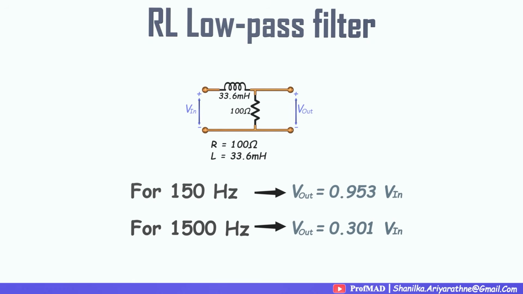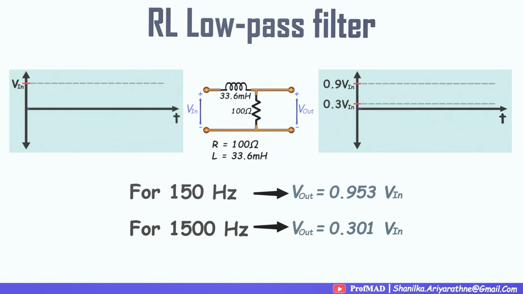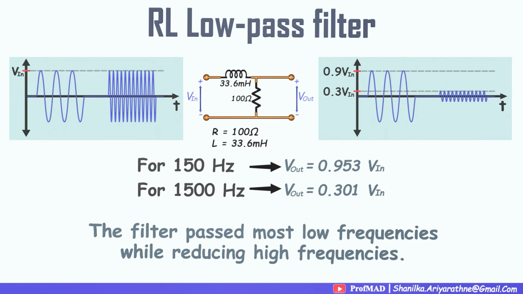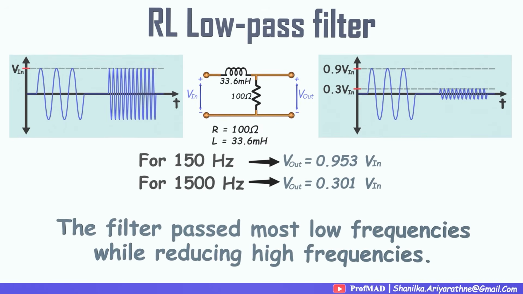Let's visualize it so everything becomes clear. If both signals are mixed together at the input, the output waveform would look something like this. The 150 Hz signal remains almost untouched, while the 1500 Hz signal is greatly reduced in magnitude. So it's clear that the RL low-pass filter allows most low-frequency signals to pass through while reducing high-frequency signals.